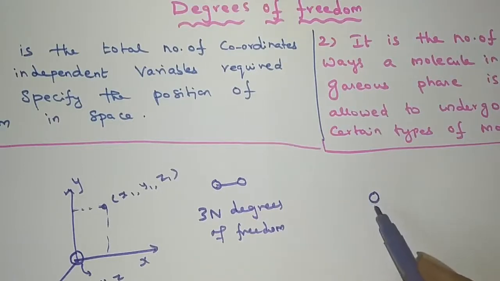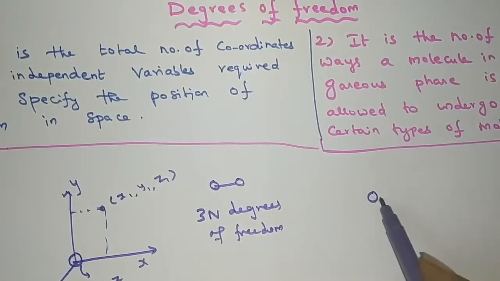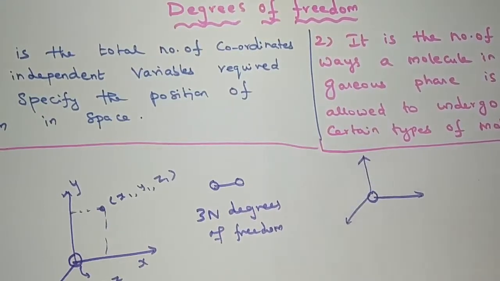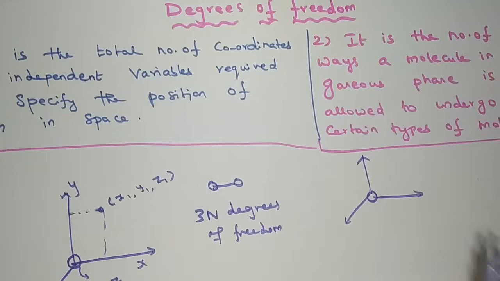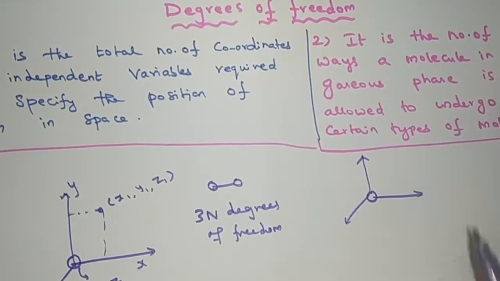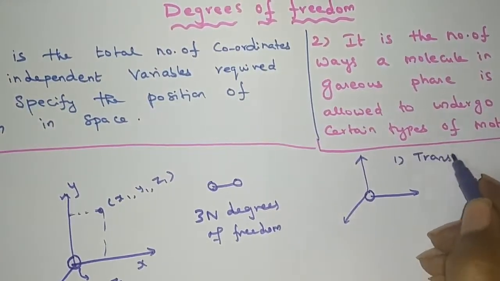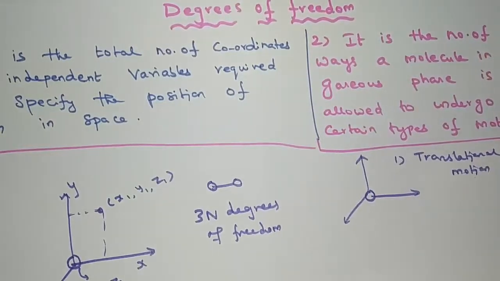How it can move from one point to another. It can move from one point in space to another point in space along this direction, or along this direction, or along this direction. Right. So in this case, the molecule as a whole moves from one point in space to another point in space. This is what we call as translational motion. So molecule in gaseous phase may undergo translational motion.